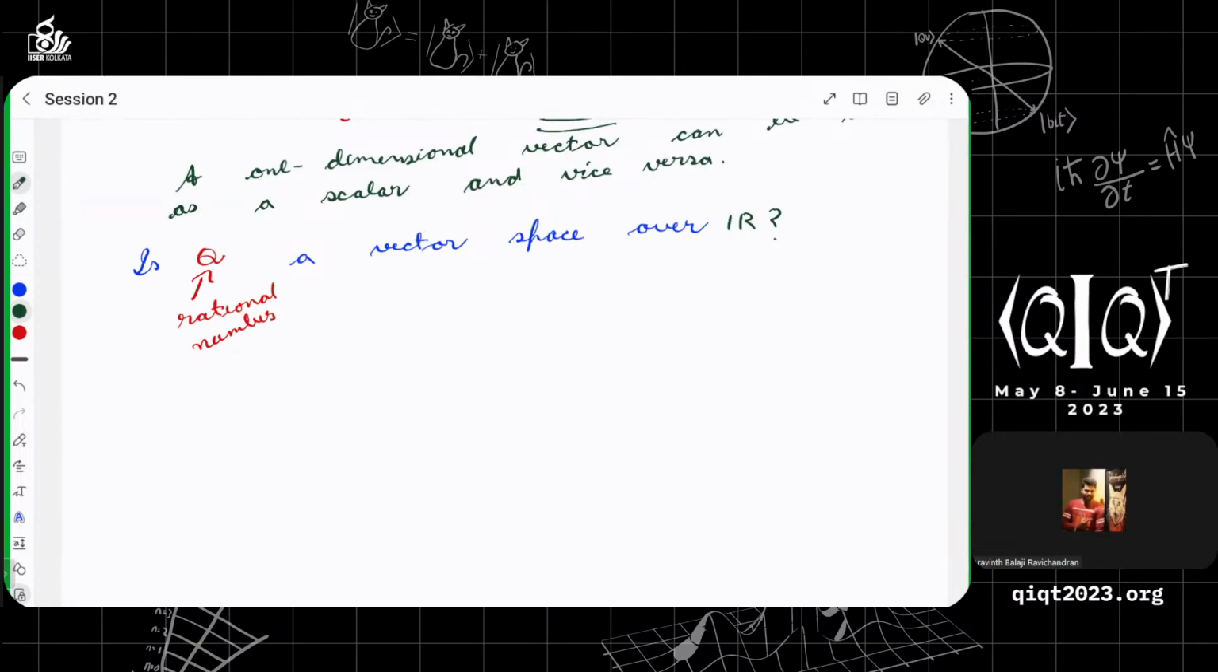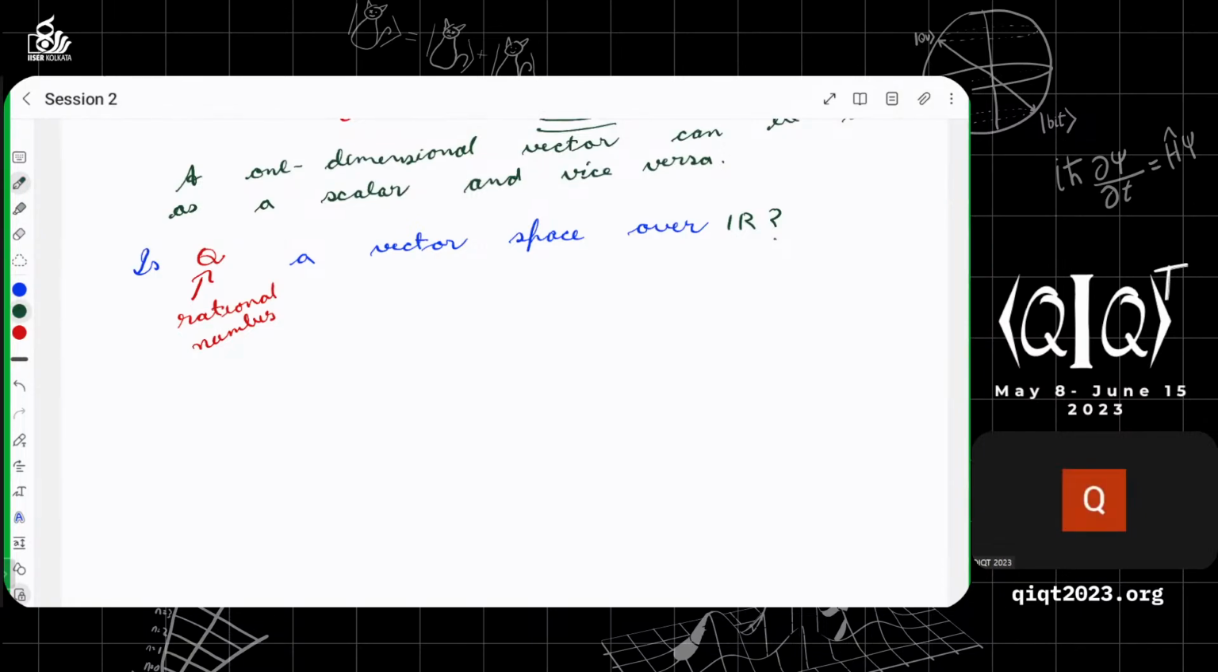I think it is yes. Okay, because if a field is, hang on, let me try to get it right. If a field is a vector space over itself, then that should be true for any of its subsets also, right?